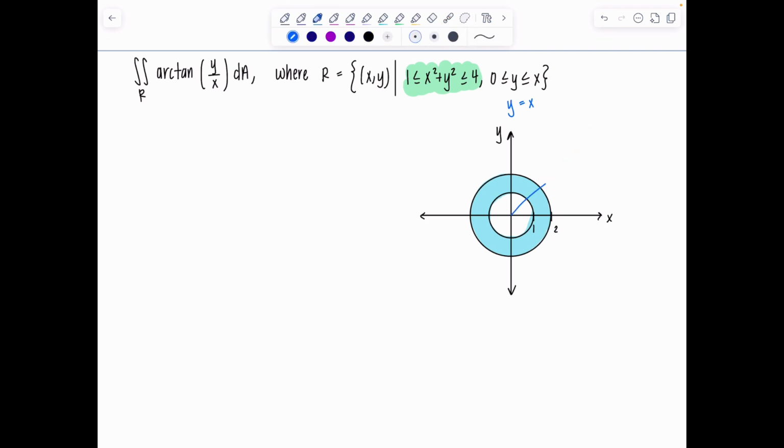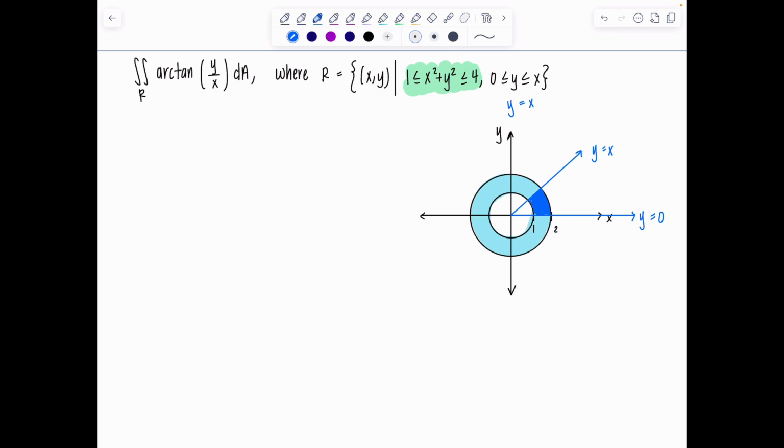So say this is the line y equals x right here. And then this is y equals 0, right? So really the region that we're looking at is just this piece right here. Just this piece. Are we okay? All right, good, good, good.